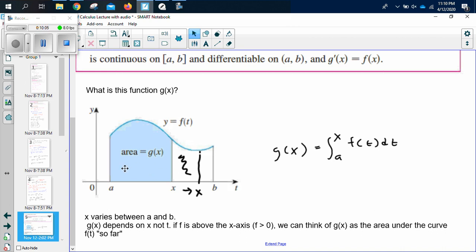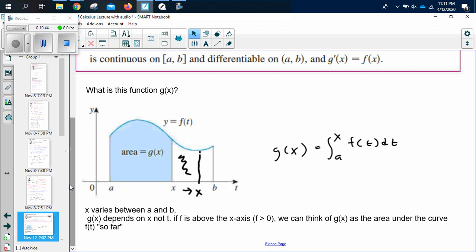So if x is right here, it means there's this much area. But x is the variable, so if x moves over to here, we get more area. So this is really a function of x, and it's the area under the curve depending on x. So x varies between a and b. G of x depends on x, not t. If f is above the x-axis, meaning the function is greater than 0, we think of g of x as the area under the curve of f of t so far. Okay, so think of this as the area so far.